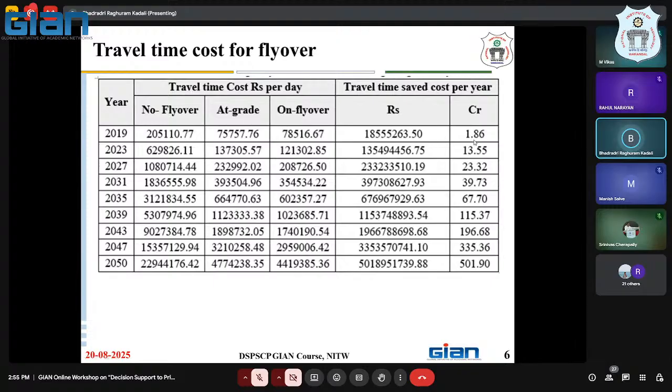If you see the beginning of the project, it is only a very small value like 1.86, but as the duration of the project increases, there is a lot of savings in travel time. That means the travel time we have estimated is converted into cost, or into benefit. Any questions?